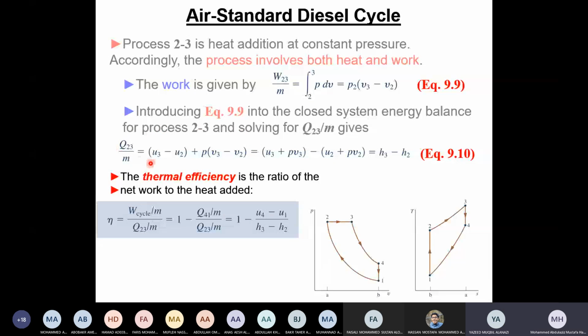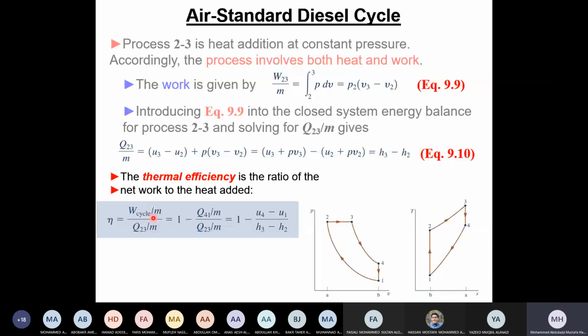Yes, okay. Now what I'm going to do is add this U3 to PV3. U plus PV is equal to enthalpy. So I add this to that, and it comes to be this part. I add U2 plus PV, and this term will come as a negative. This term we'll call H3, and this term we'll call H2. So Q is equal to delta H, or H3 minus H2. Okay, now it's clear.